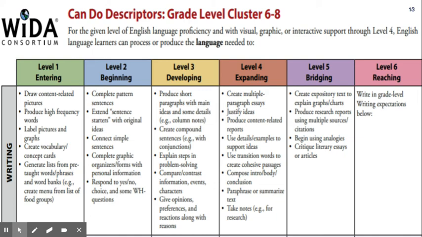Now, for their writing, a level 3 student should be able to produce short paragraphs with main ideas and some details, create compound sentences, explain steps and problem solving, compare and contrast, and give opinions, preferences, and reactions along with reasons. So those students should be able to function okay in your classroom. And it may not be very in-depth, but they do understand what you're asking them to do.